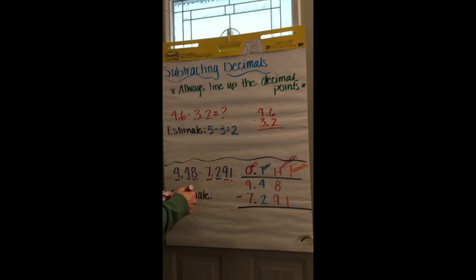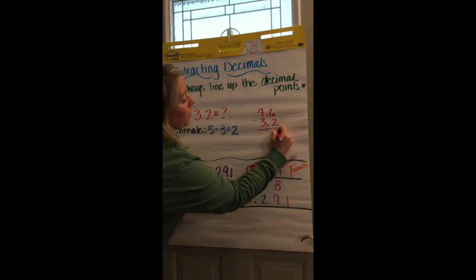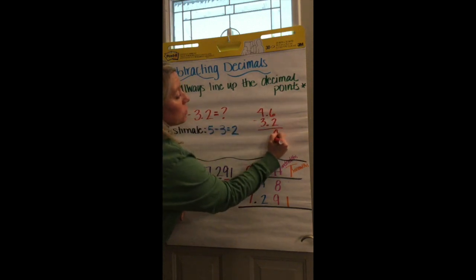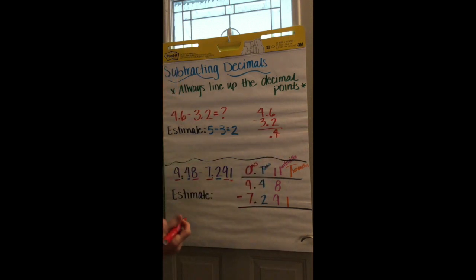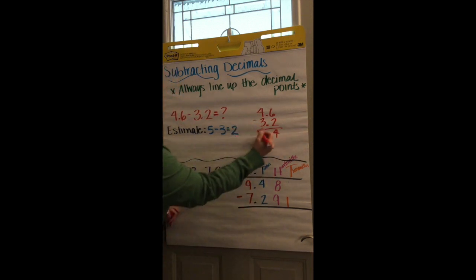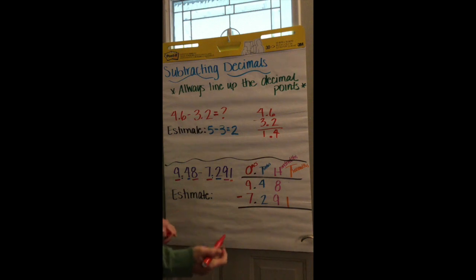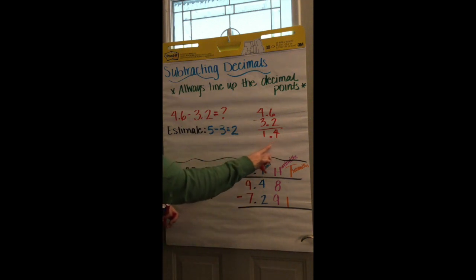So I've got 6 minus 2, which equals 4. My decimal point just falls down straight into the problem. And then I've got 4 minus 3, which is 1. And so my final answer is 1.4, which doesn't exactly round to 2, but sometimes that's what happens when we estimate. They're definitely close enough where 1.4 would be a reasonable answer if our estimate was 2.